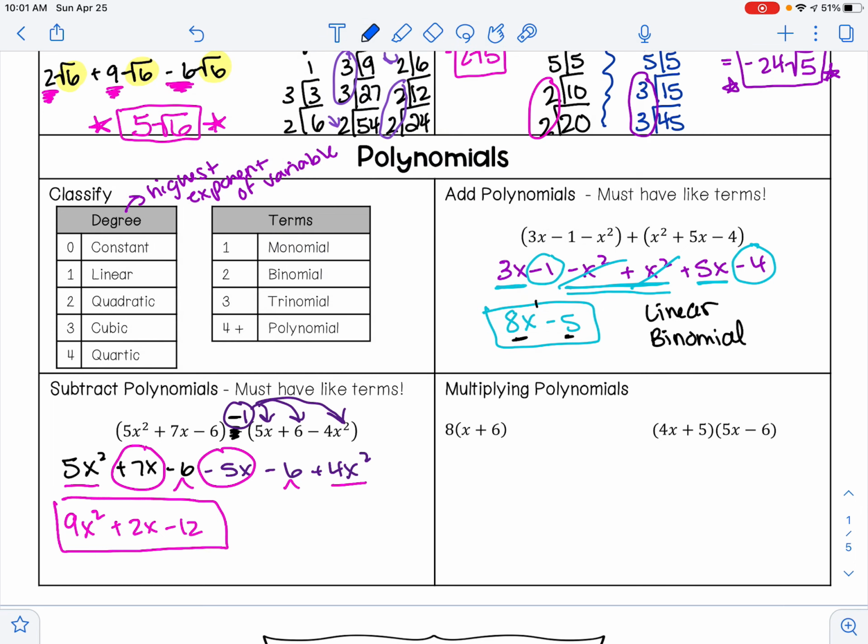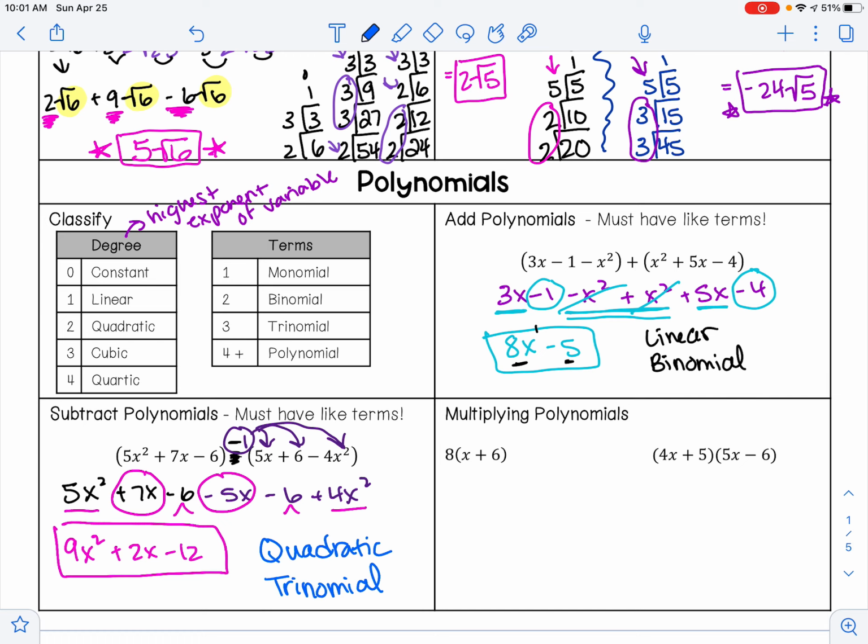If I wanted to classify this polynomial, my highest degree is 2, so that would make this quadratic. And then I have 3 terms, so it's a quadratic trinomial. And then finally, we have multiplying polynomials. With this first example, I can use the distributive property. 8 times x is 8x, and 8 times 6 is 48. These are not like terms, so that is my answer, 8x plus 48. And if I were to classify this polynomial, this would be a linear binomial. Linear because my highest variable exponent is 1. Binomial because I have 2 terms.